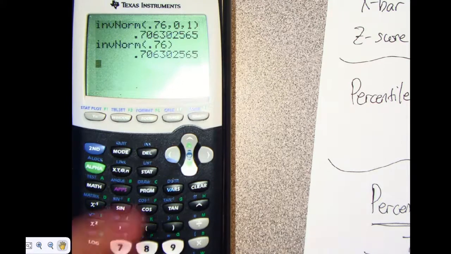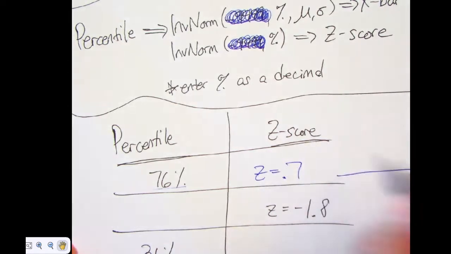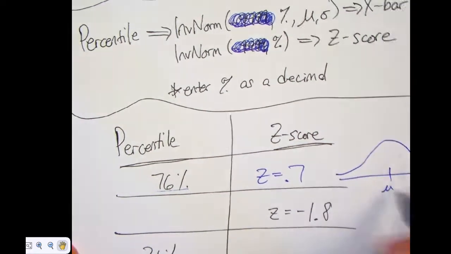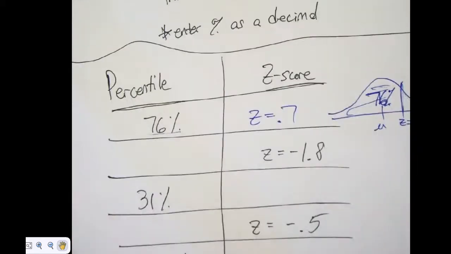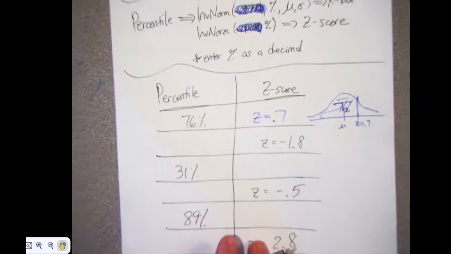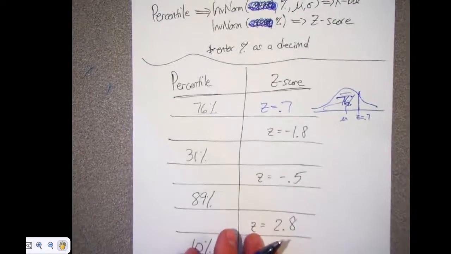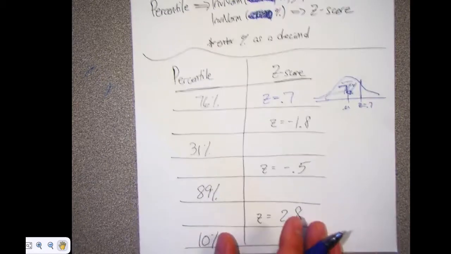And that's my z-score. My z-score then here is 0.7, and if I wanted to make a slight little sketch of that, z equals 0.7 is over there, and I got 76% of the data on this side. That's the whole lesson. We're going to practice it, but that's all the new stuff I'm showing you. We're just going to work with it a little bit.